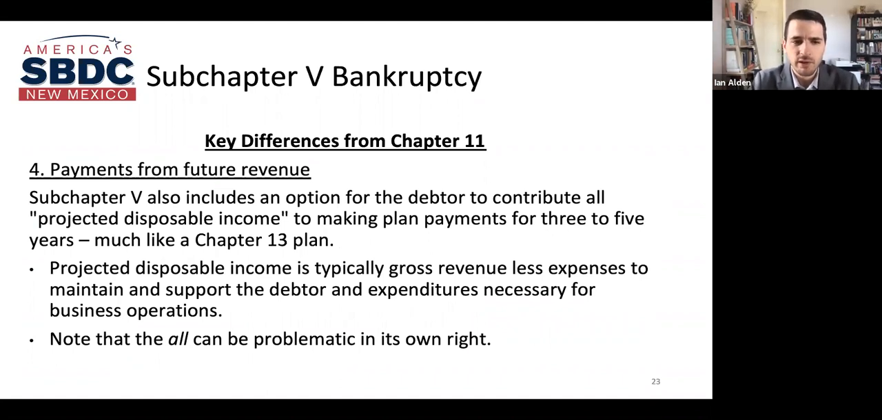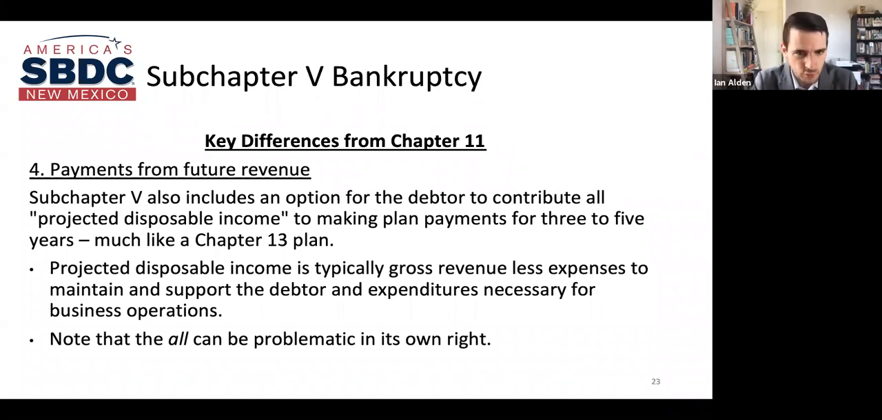Again, payments from future revenue. Subchapter 5 has payment options that look a bit more like Chapter 13 in their structure. You can pay off the debts over a period of 3 to 5 years using all of the projected disposable income of the company. This is problematic for the same reason as in Chapter 13, which is that you can't really excel or get ahead during these payments. So if you're going to be making these payments under a plan of reorg for between 3 and 5 years, as part of some sort of compelled cram down, you don't need to do 3 to 5 years if the plan of reorg stipulates for something less and the creditors consent to it.